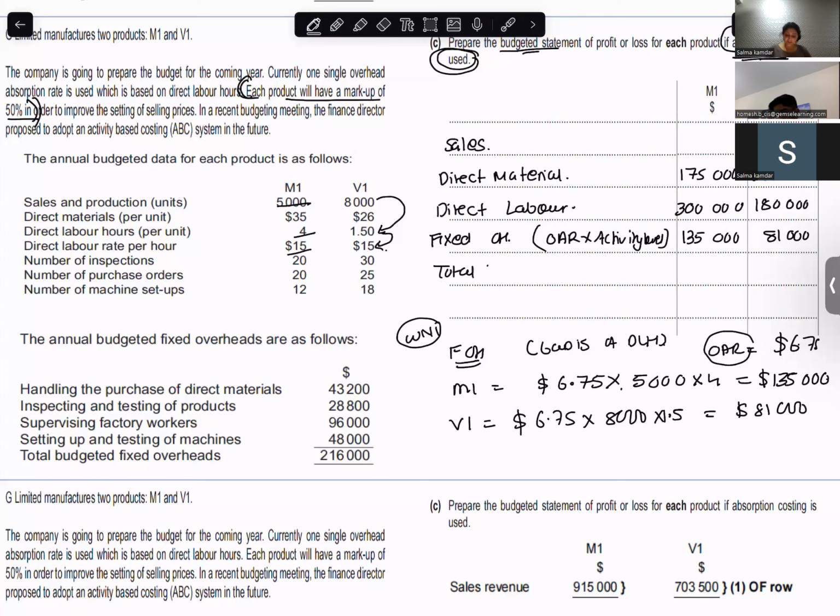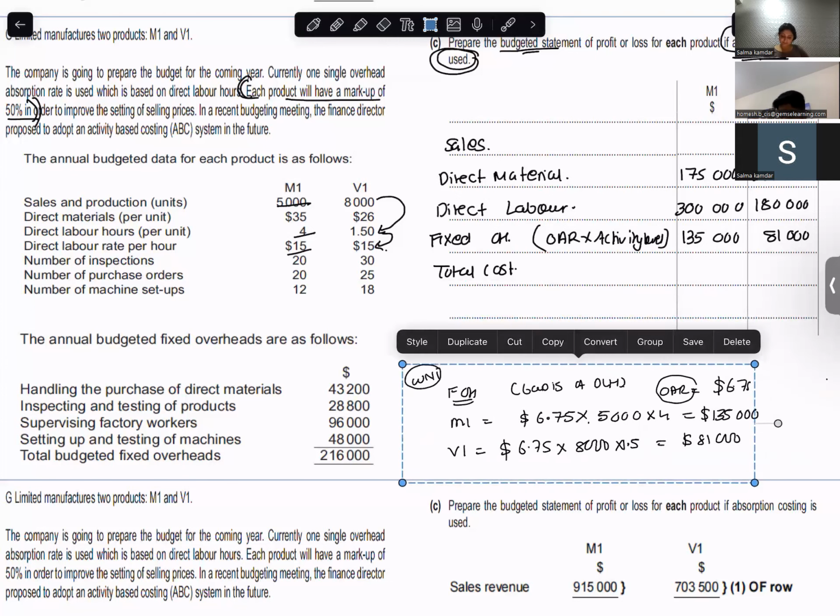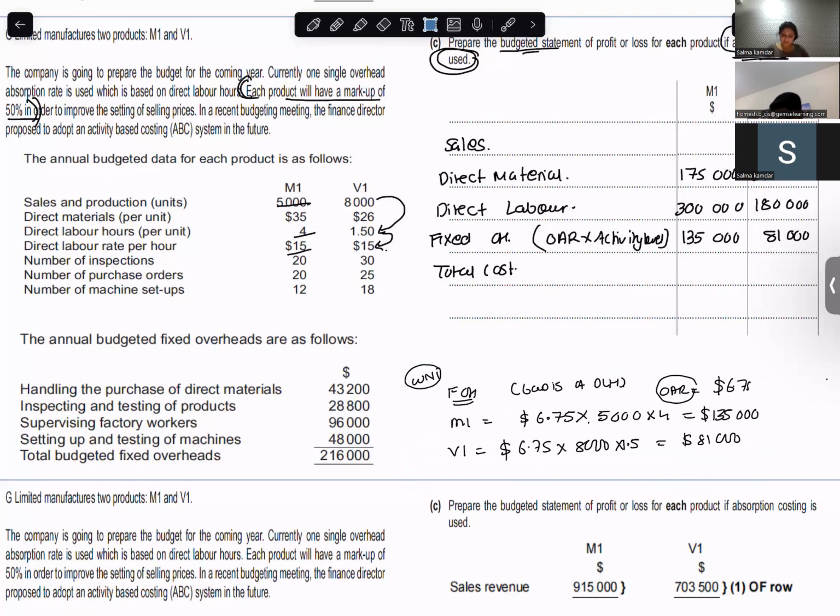So what is the total cost? Hold on, let me just calculate. For M1 it is 610,000. For M2 it is 469,000.